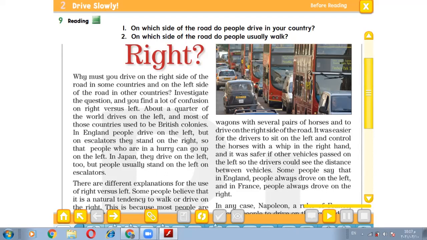British colonies. In England, people drive on the left, but on escalators, they stand on the right, so that people who are in a hurry can go up on the left. In Japan, they drive on the left too, but people usually stand on the left on escalators.